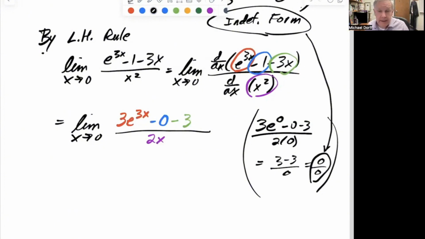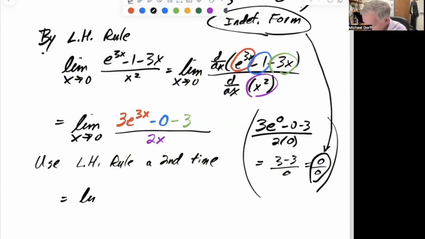I can do this again and again because I had my original problem. It equals the limit of the derivative that we just did by L'Hopital's rule. So if I do the derivative again, that next one's going to be equal to this first derivative I did, which will then be equal to the original problem. So we're going to use L'Hopital's rule a second time.